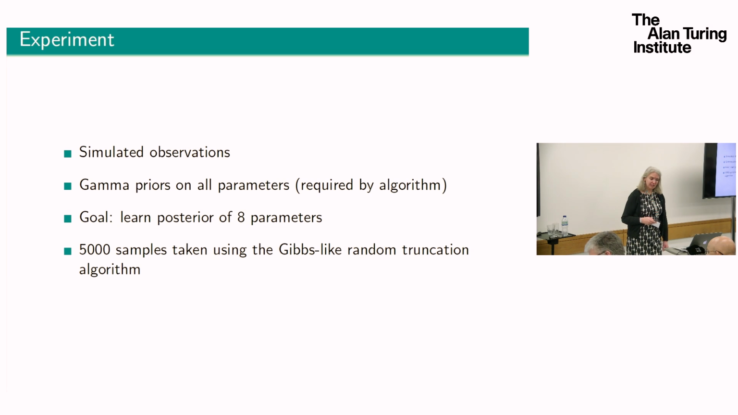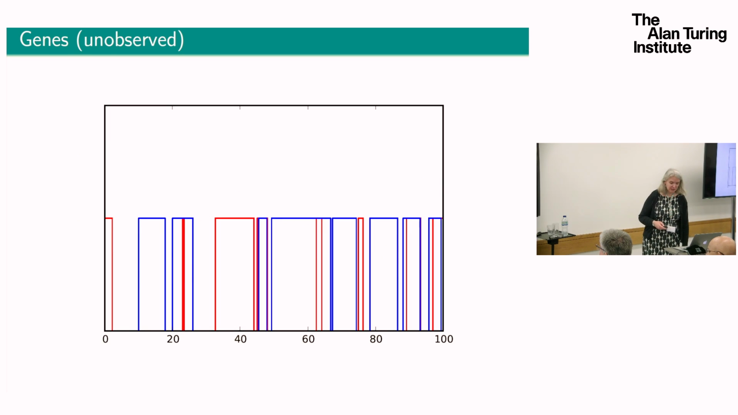So we simulated observations based on, again, running a simulation with the true values of these parameters. We assume that they have gamma priors, which is required for the algorithm, and we seek to learn those 8 parameters. And we use 5,000 samples from the Gibbs algorithm.